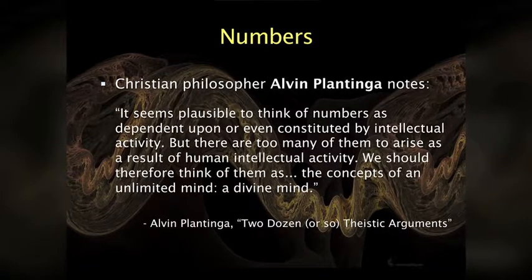Listen to what Alvin Plantinga says. He's one of the leading American philosophers and a Christian. He says, quote, "It seems plausible to think of numbers as dependent upon or even constituted by intellectual activity, but there are too many of them to arise as a result of human intellectual activity. We should therefore think of them as the concepts of an unlimited mind, a divine mind."